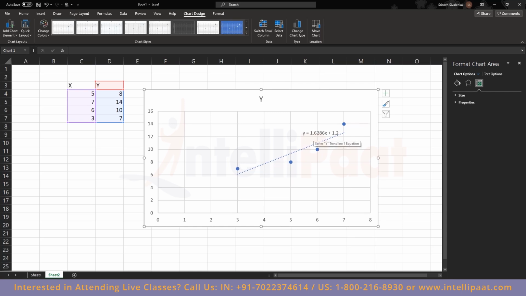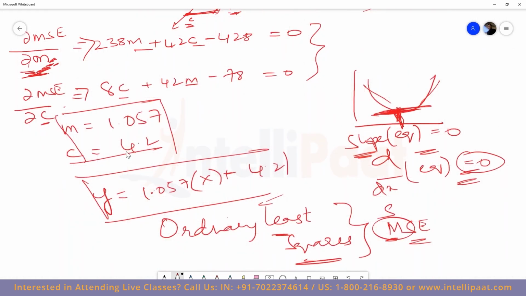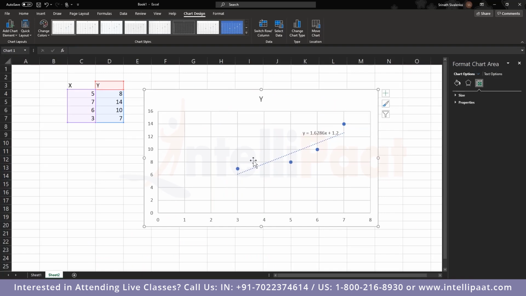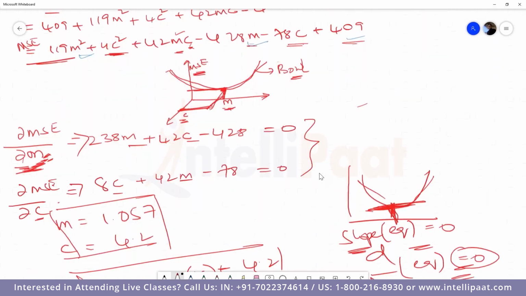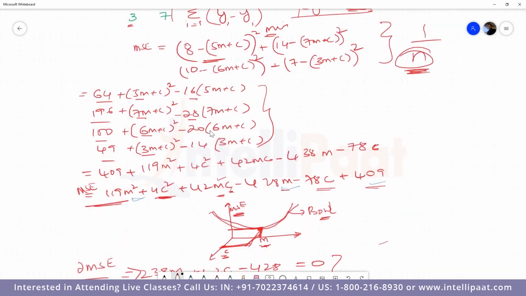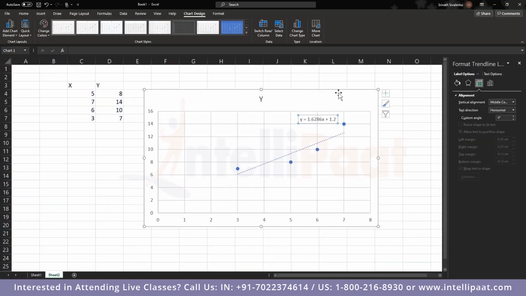Excel says the value of m is 1.62, whereas we got a slightly different value, 1.07 and 4. Are the data points exactly the same? 5, 8, 7, 14, 6, 10, 3, 7. Yeah. Maybe we made some small error somewhere in these calculations, but that doesn't matter. So your linear regression equation, according to Excel, is 1.6286x plus 1.2. That is what we are seeing at this particular point. So we've got a slightly different value of m and c here.